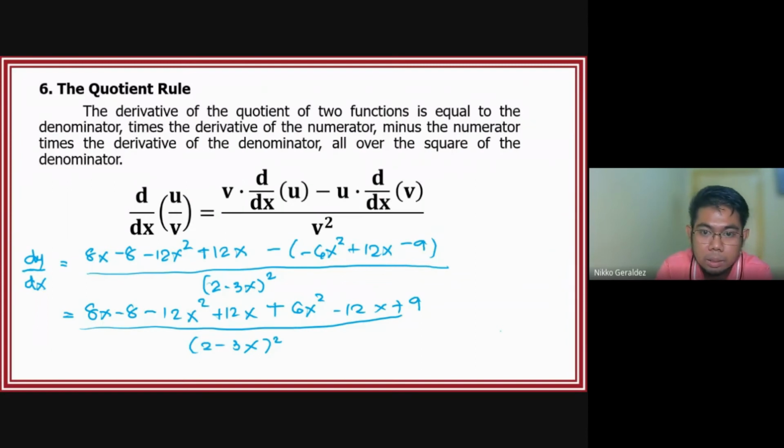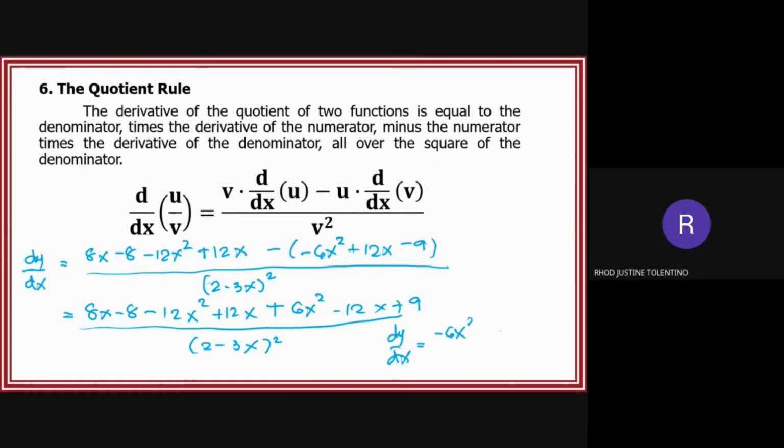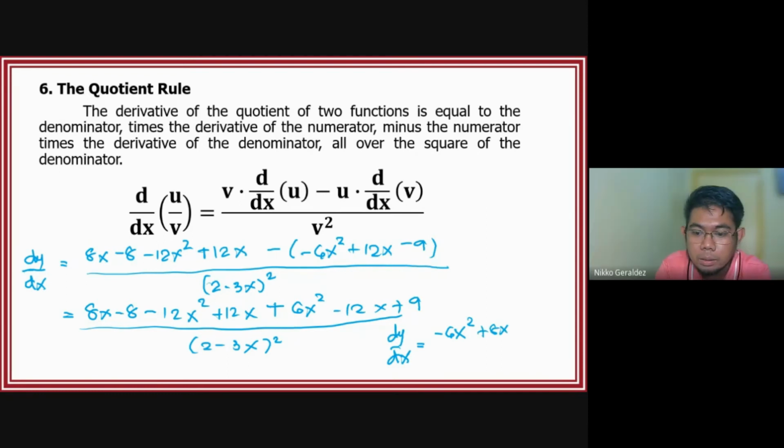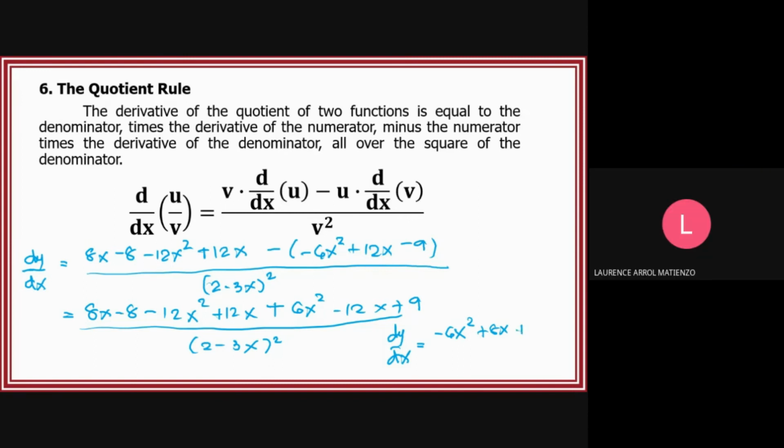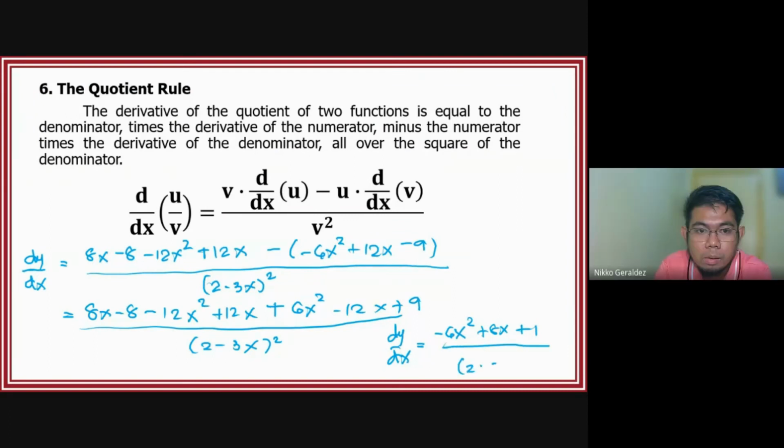Paano ang last? So dito na lang. dy over dx equal to, ano po? Ayan. Negative 12x plus 12x, 6x squared, plus 8x plus 1. All over 2 minus 3x squared.